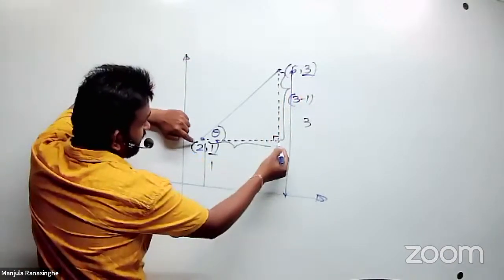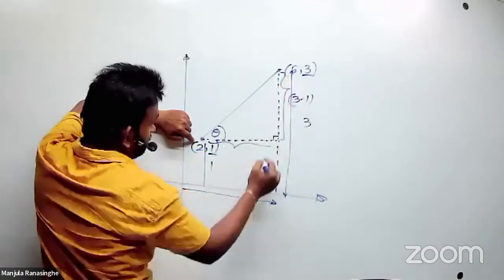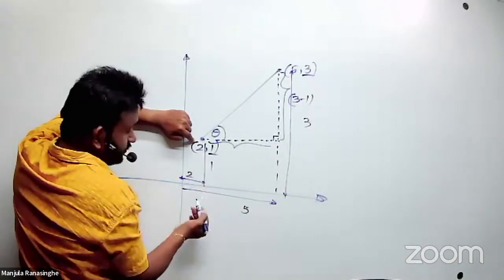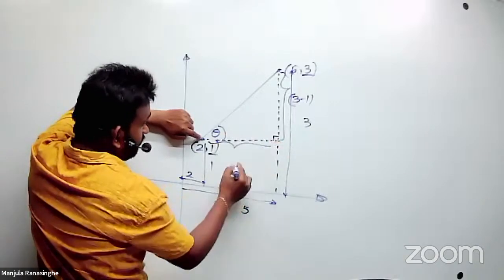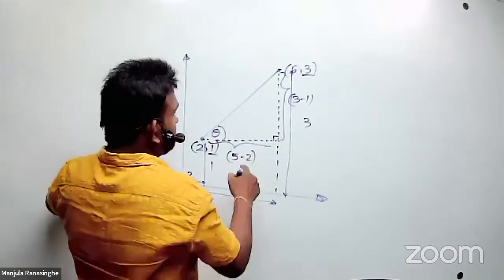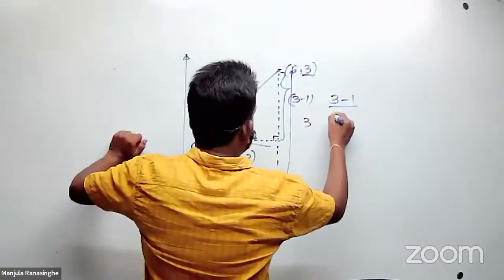Okay, the x coordinate of this point, measured from the origin, gives you a total distance of 5, and here the x coordinate is 2, which gives you this distance 2. So the distance between these two points is 5 subtract 2. Now you have seen the gradient is tan theta, that shall be 3 minus 1 upon 5 minus 2.